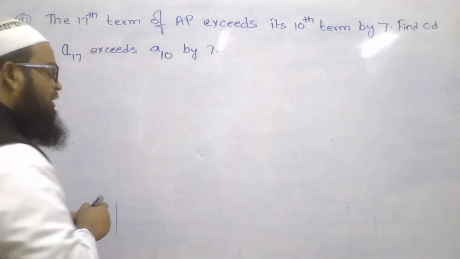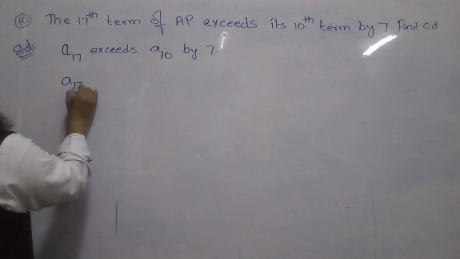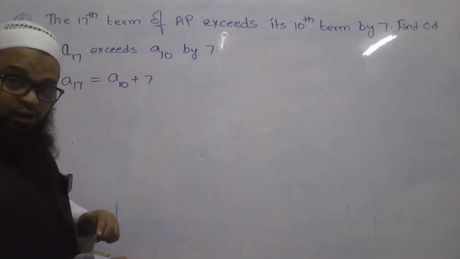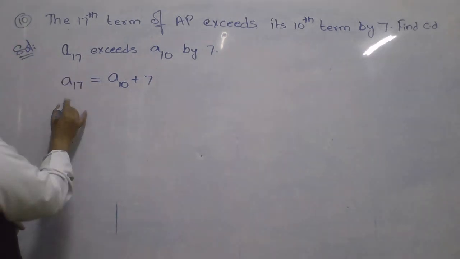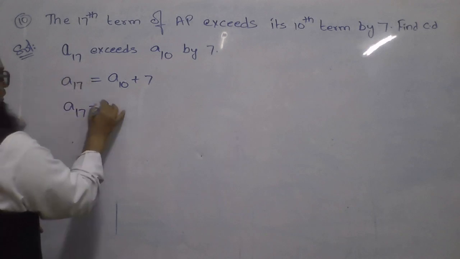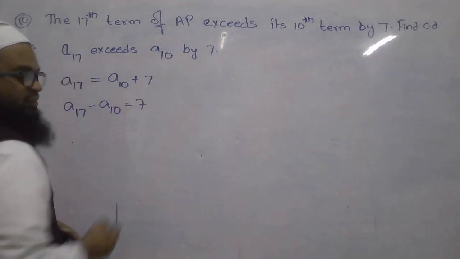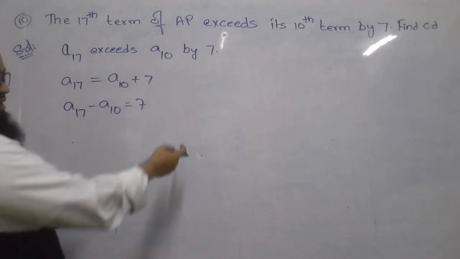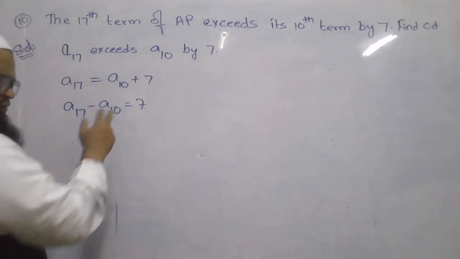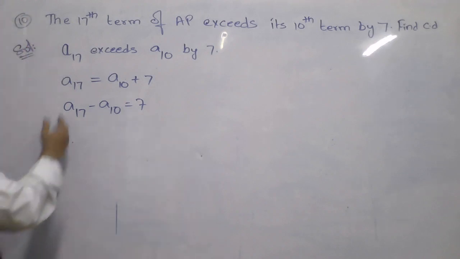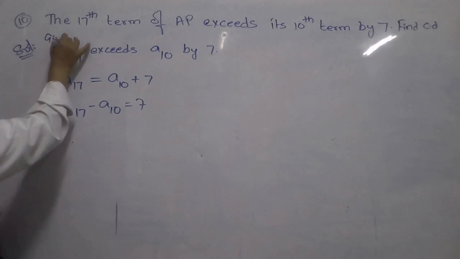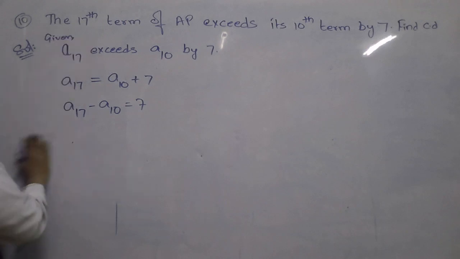See, you can understand it in two ways. A17 exceeds A10 by 7. Or some people can understand that the difference between these two is 7. That means since A17 is the bigger one, A17 minus A10 is equal to 7. Both are the same. When you transpose A10, it will come. Whatever is convenient for you, you write. Okay, so both are convenient to me, but let me write anyway. I have written this in the second way. This is given. Now, that implies what is the concept, my dear students?